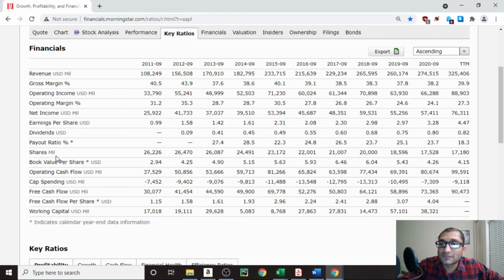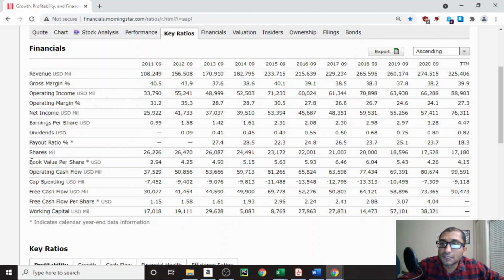Next, looking at the shares outstanding. Back in 2011, Apple had about 26,226 million shares outstanding, and for the trailing 12 months, it has 17,180 million shares outstanding. Over the past 10 years, the company's shares outstanding number has been decreasing, which tells us that Apple has been buying back its shares, which is good news for existing shareholders, as the process of buybacks actually helps increase the existing shareholders' ownership within the company.